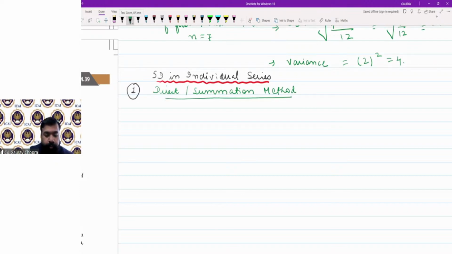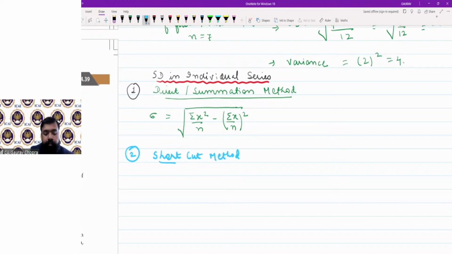So what is the formula? It is sigma equal to root of sigma x square upon n minus sigma x upon n whole square. This is the first formula, which is known as direct method. The second formula is known as shortcut method.